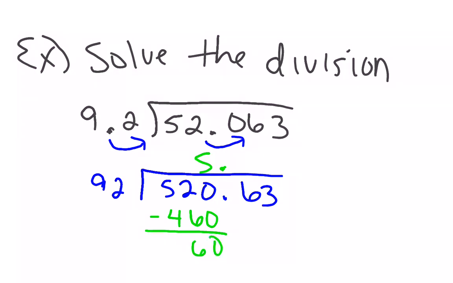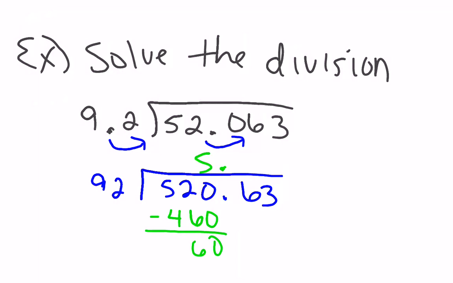Now, how do I know I picked a number that goes in as much as it can? This number right here is going to be smaller than our number on the outside of the box. So if it's smaller, we're good. If it's the same or if it's bigger, then that's when I have to know that I have to change my number on top to a bigger number.